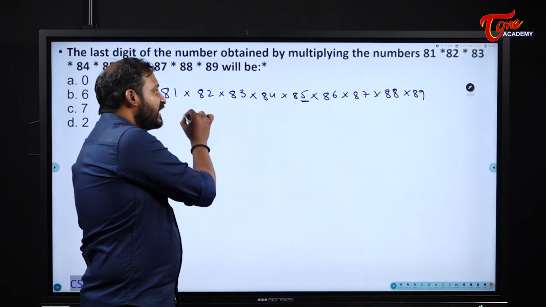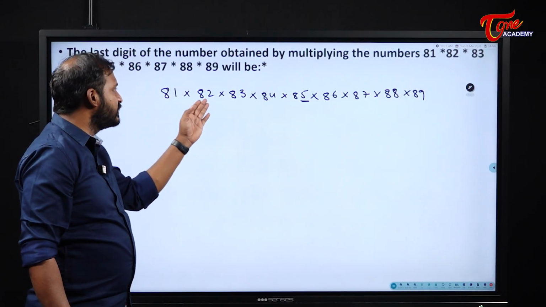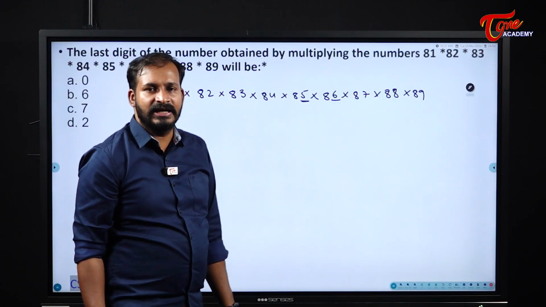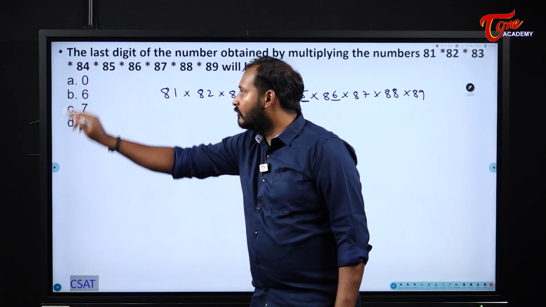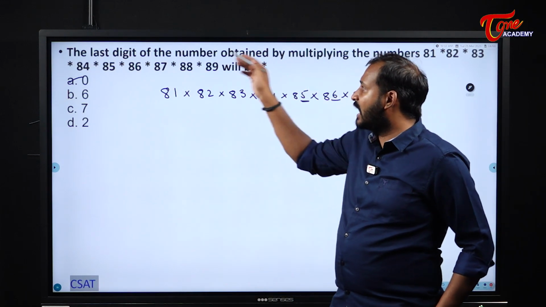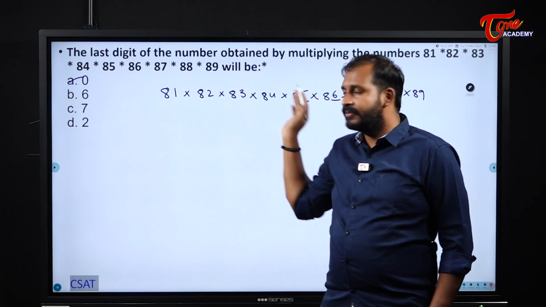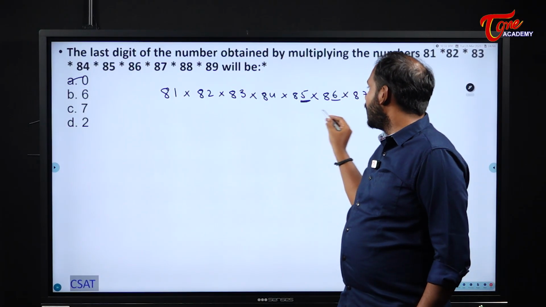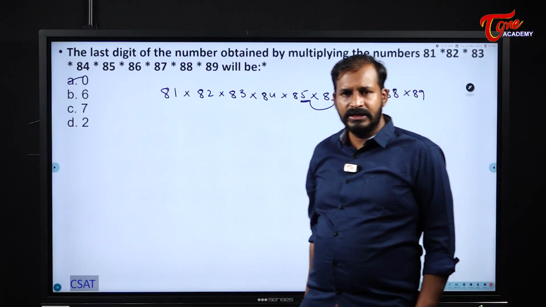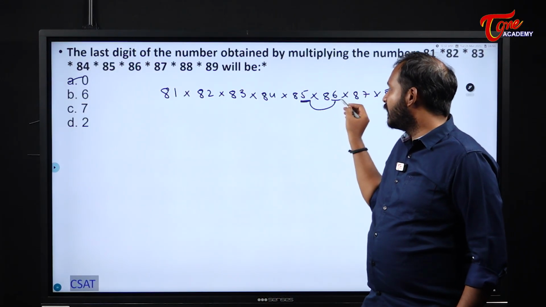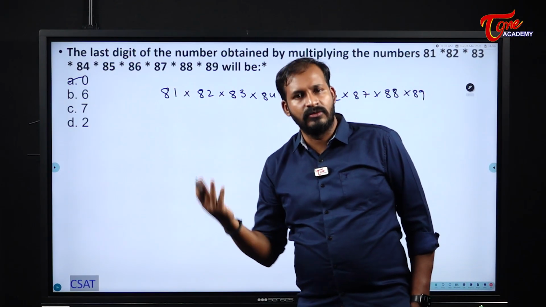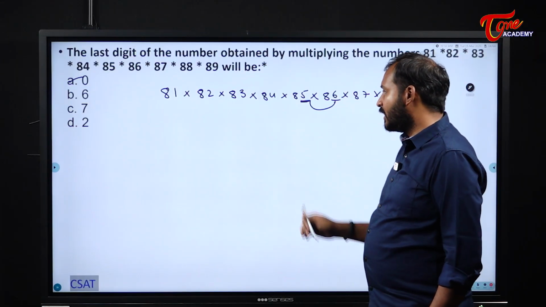Okay. Next, is there any even number? Yes, there are many even numbers, 2, 4, 6, 8. So 5 with one even number is enough. We can directly say our answer is 0. There is no need to calculate anything. Directly you can say that the unit digit of the number obtained by multiplying this will become what? 0. Why? Because I have a 5 and I have many even numbers. 5 with one even number, I can directly say that unit digit will become 0. Why? Because when I multiply these two, you will get unit digit as 0. 0 into anything will become what? 0 only. So unit digit for this one will become 0.